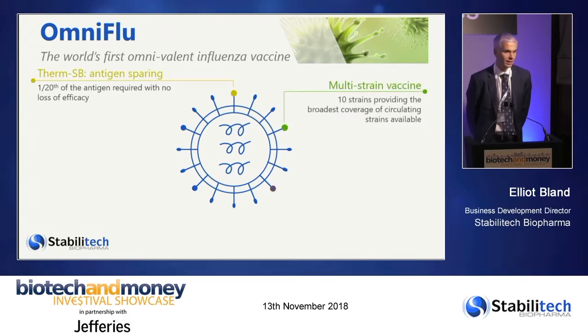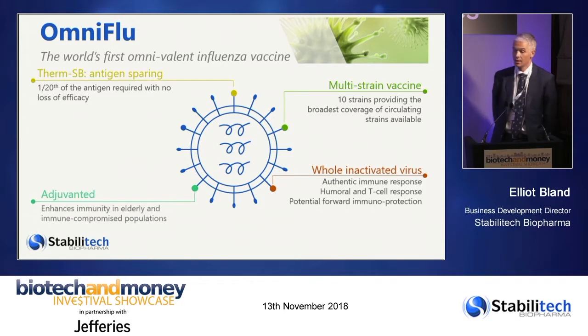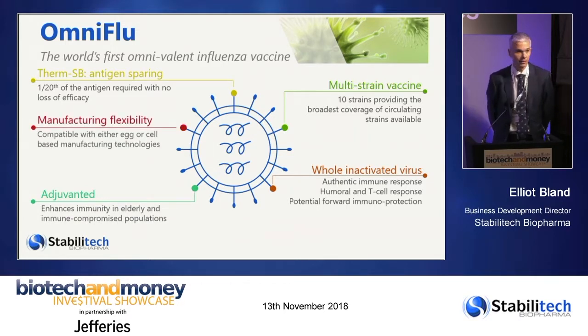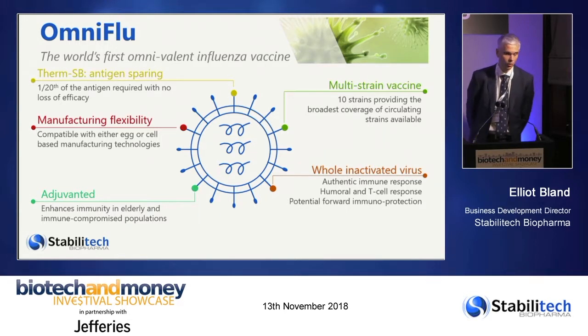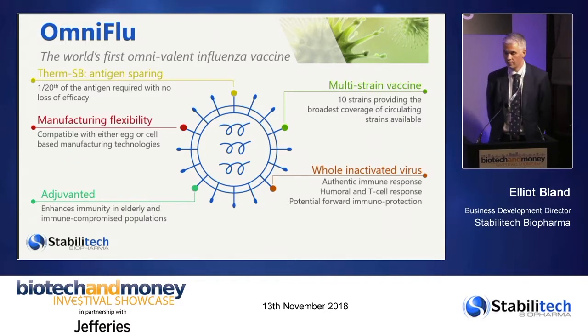To have a little bit of a look at our OmniFlu vaccine, this is our flu vaccine. It utilises our antigen sparing, so we can deliver 1/20th of the dose required for each virus strain. It's a multi-strain vaccine, so it's a super seasonal vaccine. There's 10 strains included. It utilises whole inactivated virus, so we see an authentic immune response. Both the humoral and T-cell responses are engaged there. It's adjuvanted to ensure that immune-compromised populations also benefit from this vaccine, and we're completely agnostic to whether it's cell-based production or egg-based production.